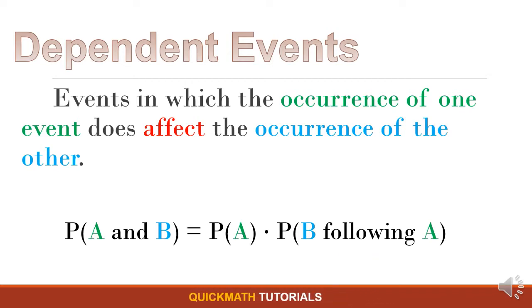For example, you randomly choose a candy in a jar, eat it, then randomly pick another candy. These are dependent events because the first event affects the occurrence of the other event. Since you ate the candy, the number of candies in the jar decreased.